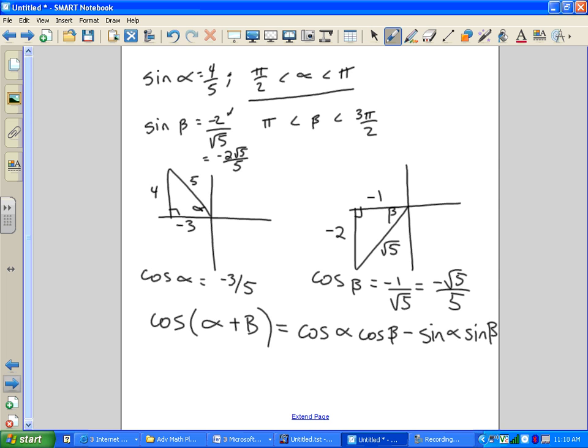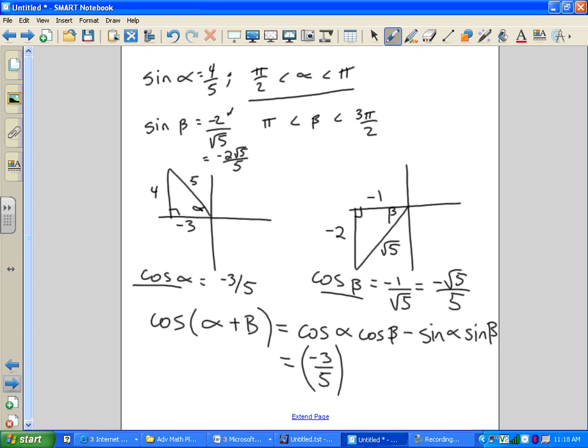Now, do you kind of see why they wanted you to find this and this first? Right, so you could do this one now, can't you? All right, so y'all help me fill all this stuff in. All right, cosine of alpha. Yeah, all right.